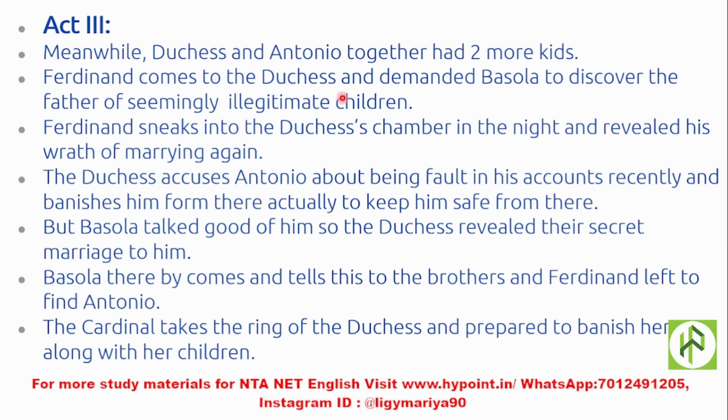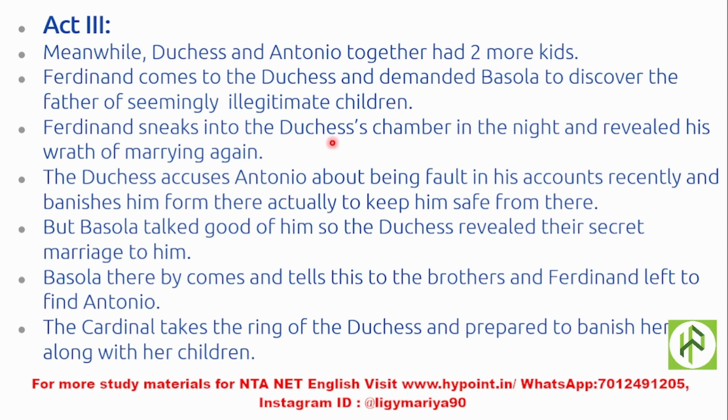And Ferdinand comes to the Duchess and demands Bosola to discover the father of the seemingly illegitimate children. Even though they know that the Duchess is married and has three children now, they are not fully aware of whom she is married to. So Ferdinand asks Bosola to discover who the father is. He does not reveal that he knows the secret of the Duchess.